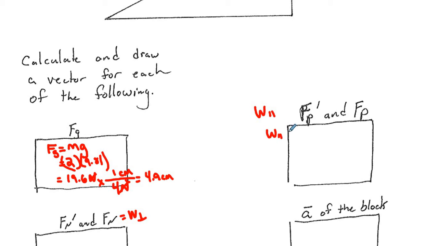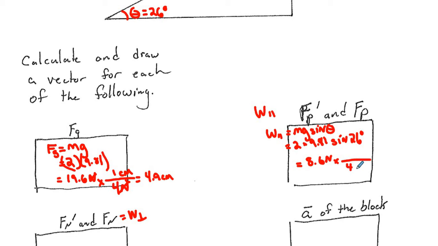My weight parallel is mg sine theta. What I need to figure out here is the angle. That's where the protractor comes in. I measured the angle to be 26 degrees. So this is 2 times 9.81 times the sine of 26 degrees. When I calculated that out, I got 8.6 newtons, which, with the conversion factor of 4 newtons to 1 centimeter, works out to be 2.15. I'm just going to call it 2.2 centimeters.